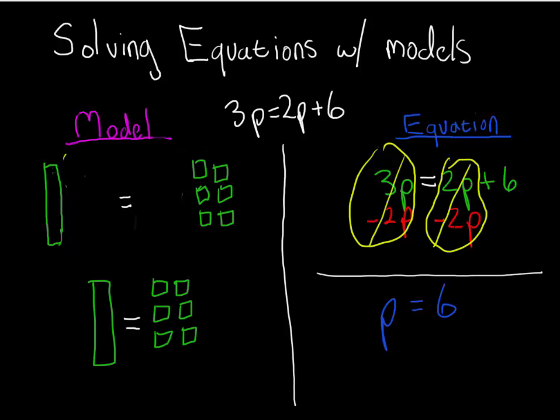Now, as I conclude the video, I realize that I've made, if not a mistake, I've done something that looks a little bit confusing. Right here, where I did the cancellation, only 2 of the 3 p's canceled. Since 3 minus 2 is equal to 1, 3p minus 2p is equal to 1p, or just p.